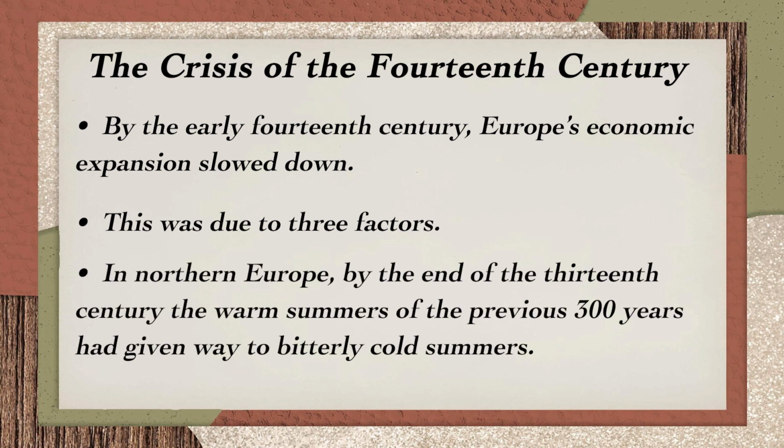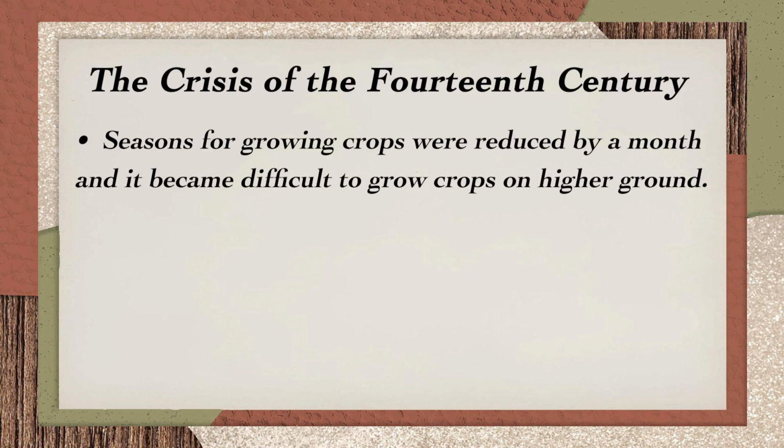First, in northern Europe, by the end of the 13th century, the warm summers of the previous 300 years had given way to bitterly cold summers. Seasons for growing crops were reduced by a month and it became difficult to grow crops on higher ground.